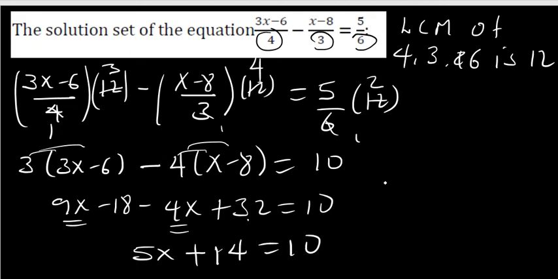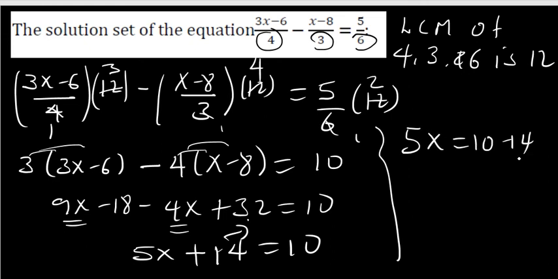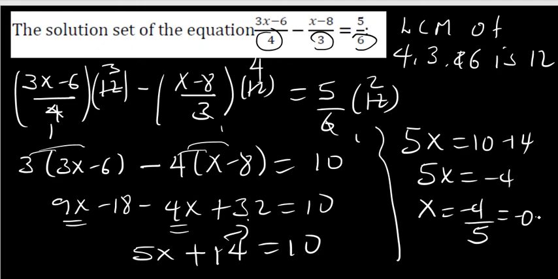is equal to 10. Then let's reshuffle, shift 14 to the other side. So 5x is equal to, it will be subtracted, 10 minus 14. So 5x is equal to negative 4, divided by 5. x is equal to negative 4 over 5, or negative 0.8. Either of the two can be the answer. Negative 4 over 5 or negative 0.8 possible. Very good. Let's continue to the next question.